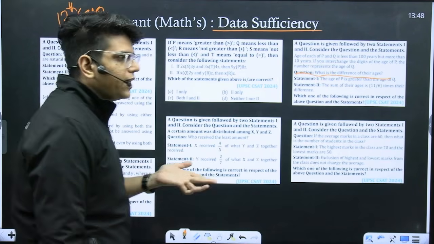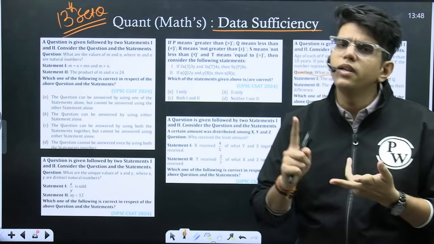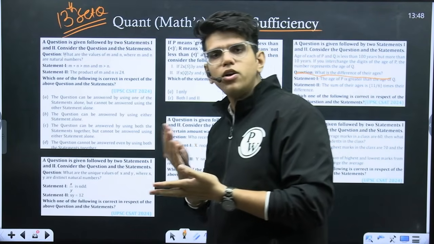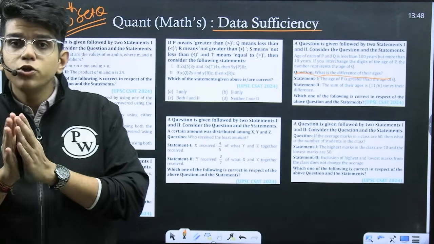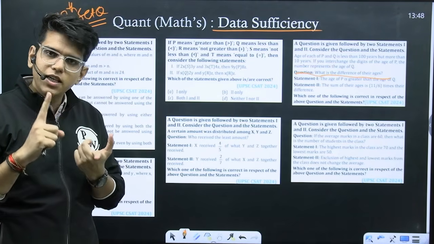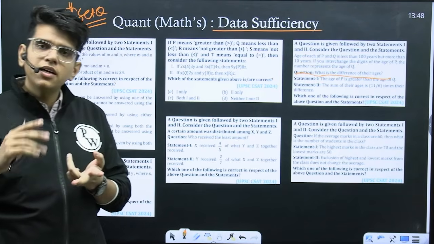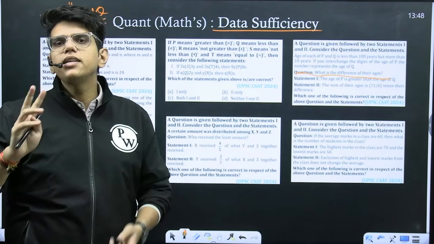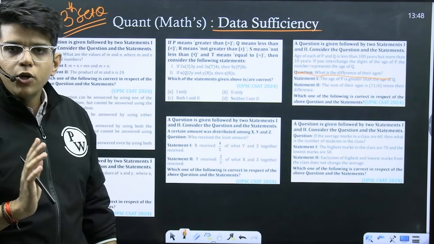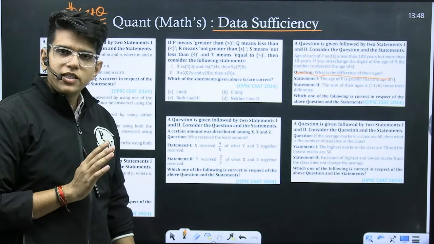Now within data sufficiency, they can ask you questions from quant, they can ask you questions from reasoning, and any of the quant and any of the reasoning topics. What you should know is how to approach these questions. You need to first check statement 1 alone, then statement 2 alone, and if there is a need, only then will you combine the information given in statements 1 and 2. This is the most ideal way you should approach data sufficiency questions, right?